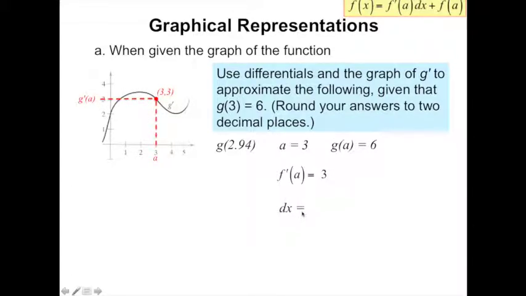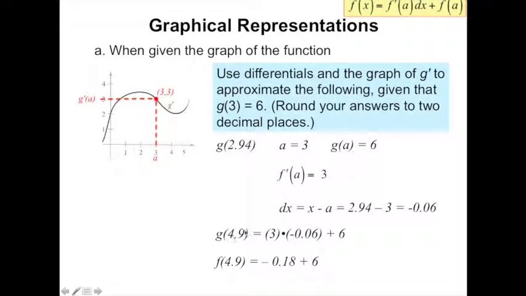The increment then is x minus a. Since we're approximating to the left of a, at a slightly smaller value than 3, this is going to be 2.94 minus 3. It's going to be negative because our approximation is to the left of the value a. So our differential is negative 0.06.